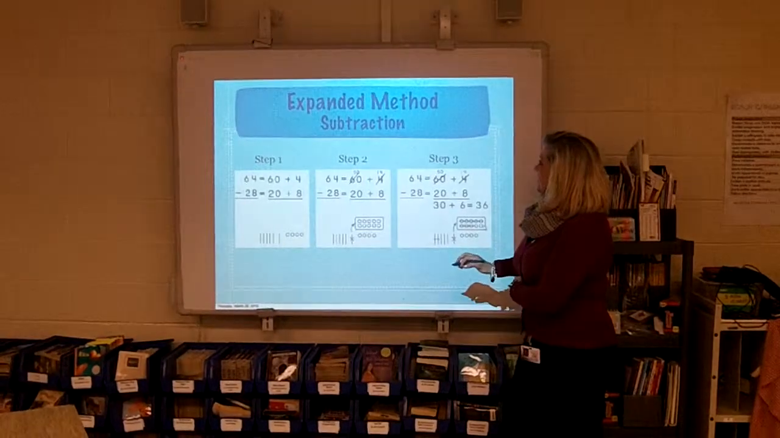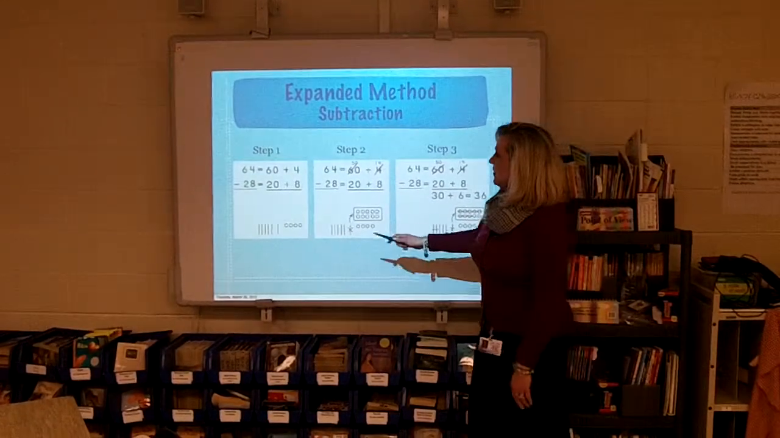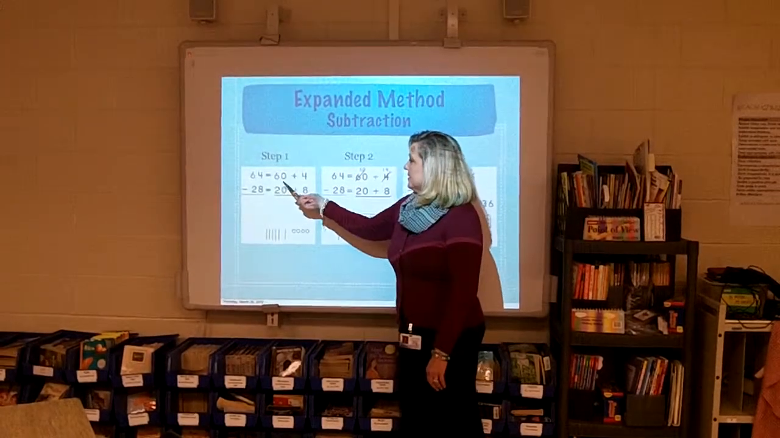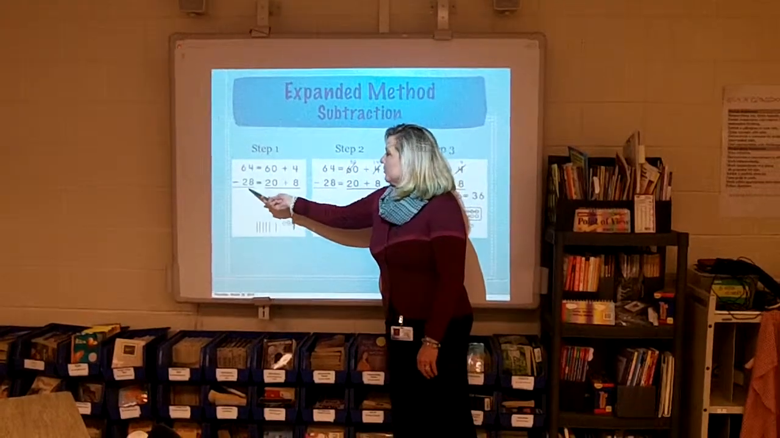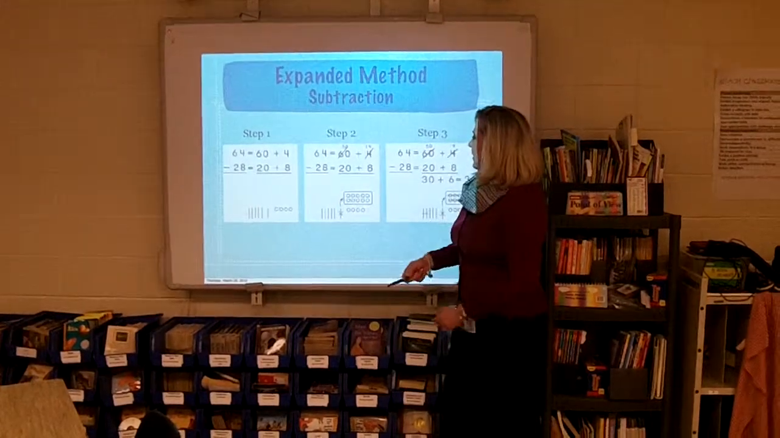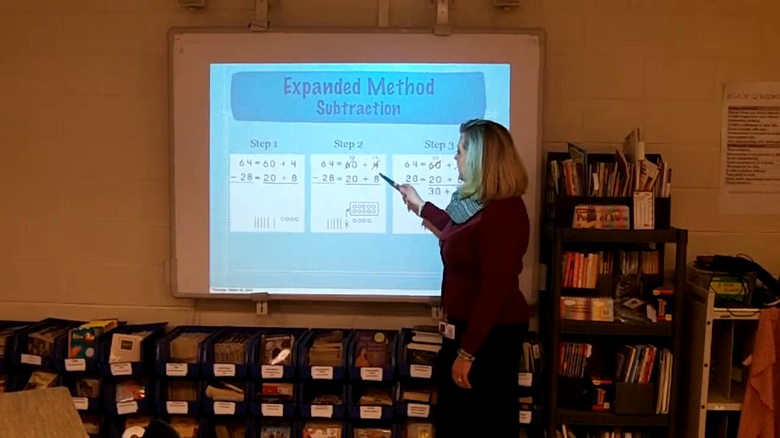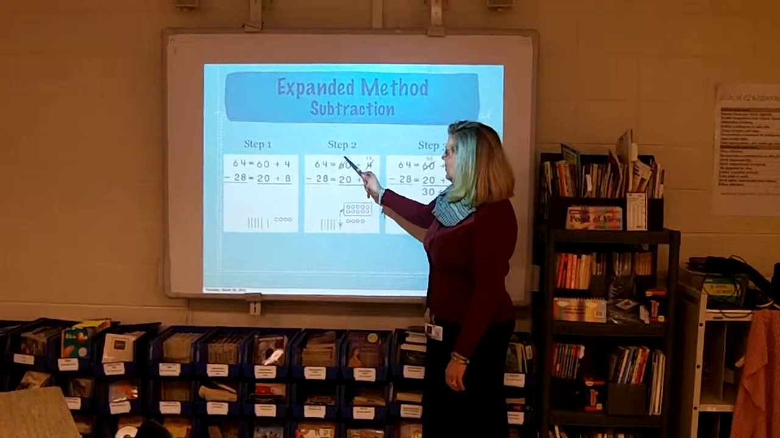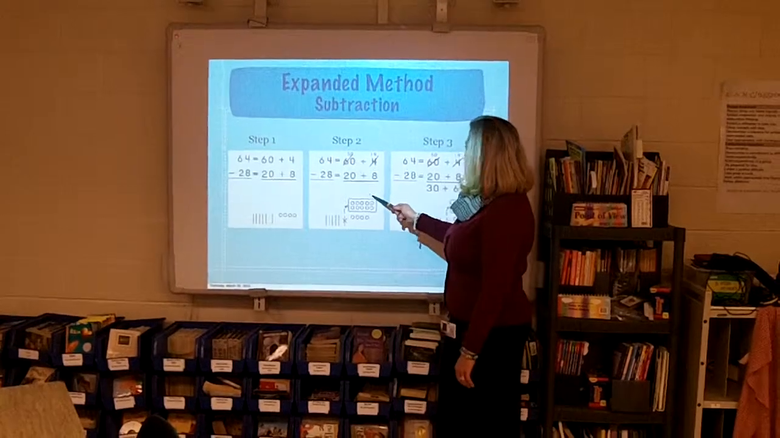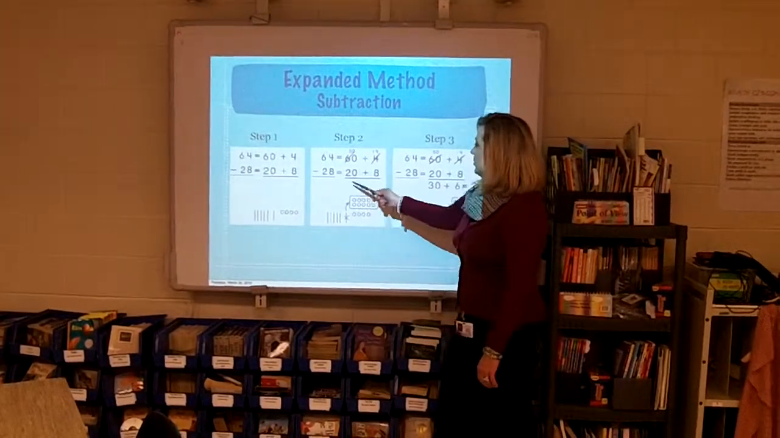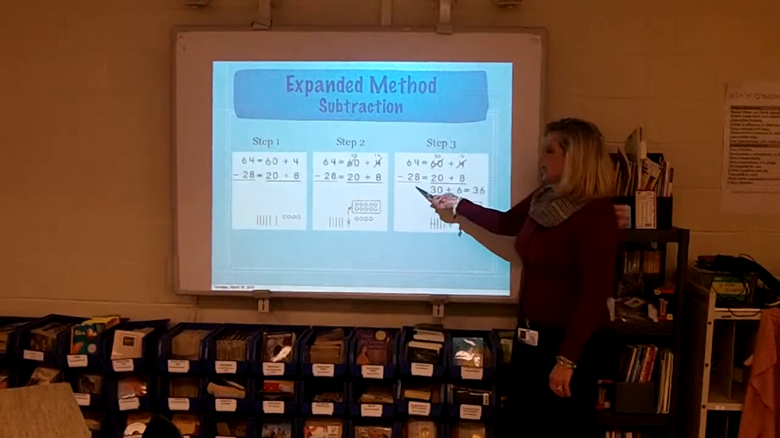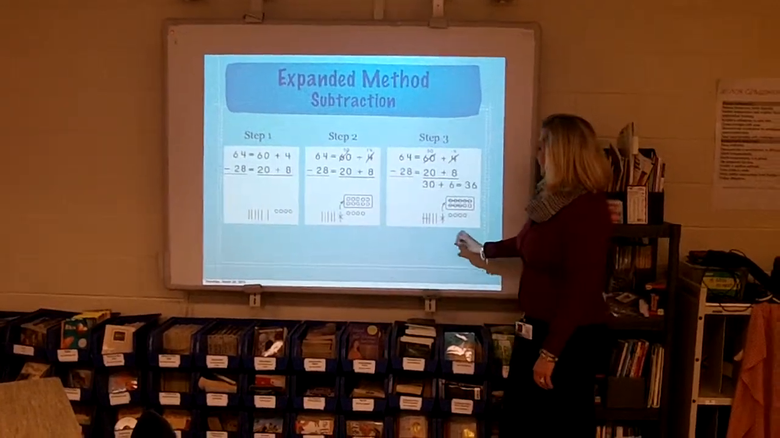Subtraction strategies. Expanded method, where this is decomposing again. We take our 64 and we make it 60 and 4. We take our 28 and we make it 20 and 8, and then we begin subtracting. We cannot say 4 minus 8, so we borrow. This becomes 50. This becomes 14. 14 minus 8 is 6. 50 minus 20 is 30. So 30 plus 6 is 36, which is the answer to 64 minus 28.